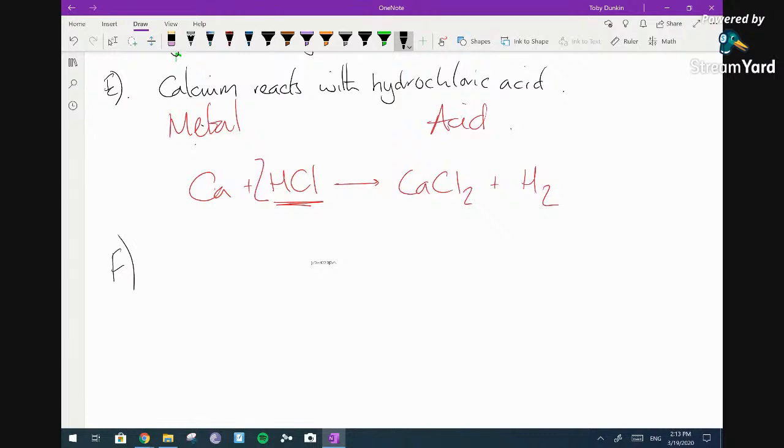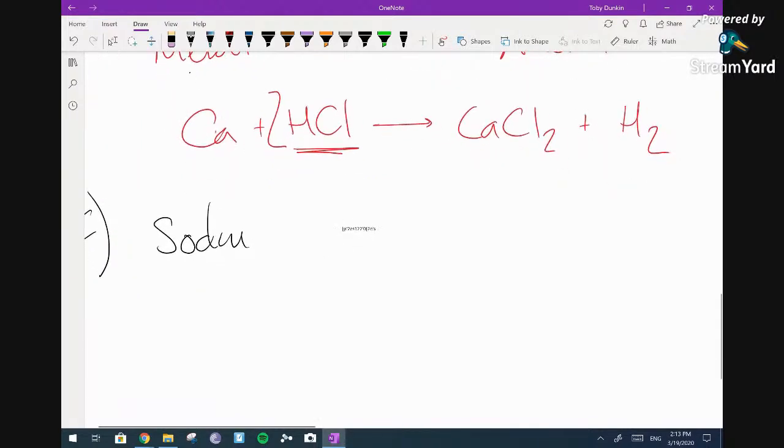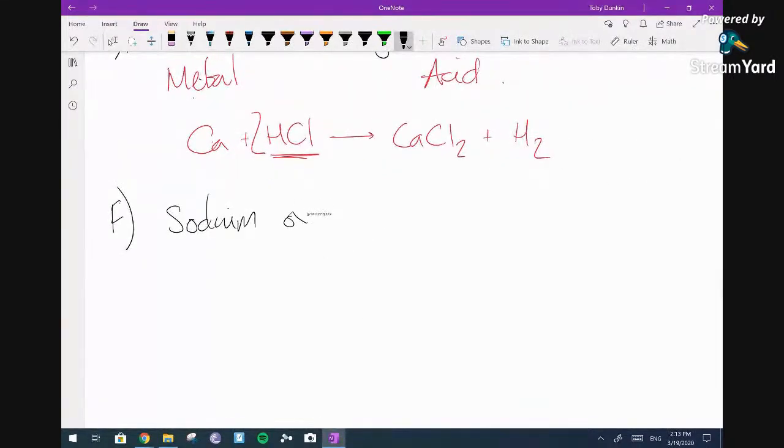So question F. Again, focusing on those equations I've just given you. Let's do sodium oxide. Let's choose an acid plus nitric acid. So once again, I'm not giving you the products. I'm just giving you the reactants. You need to translate out the words into symbols and then deduce what the product is going to be. And the products are going to come from my rules.